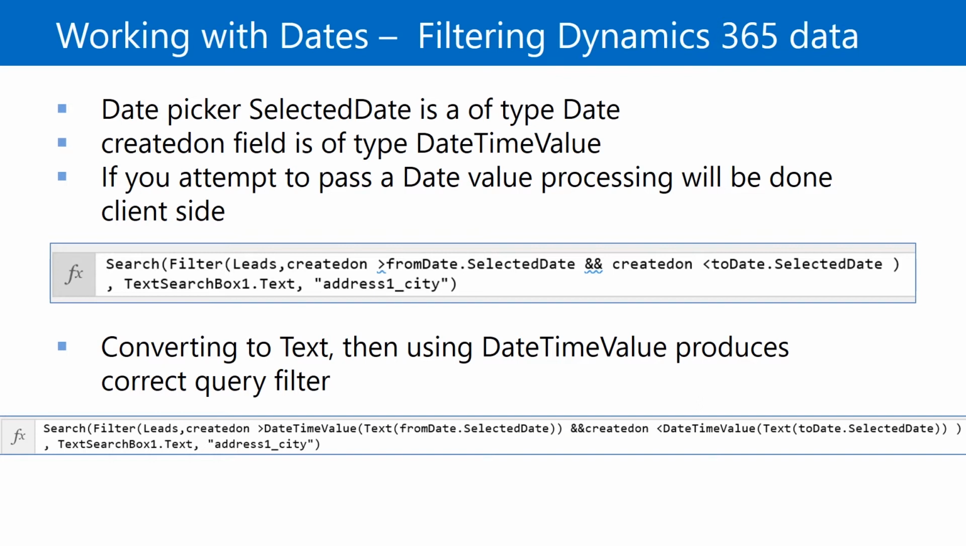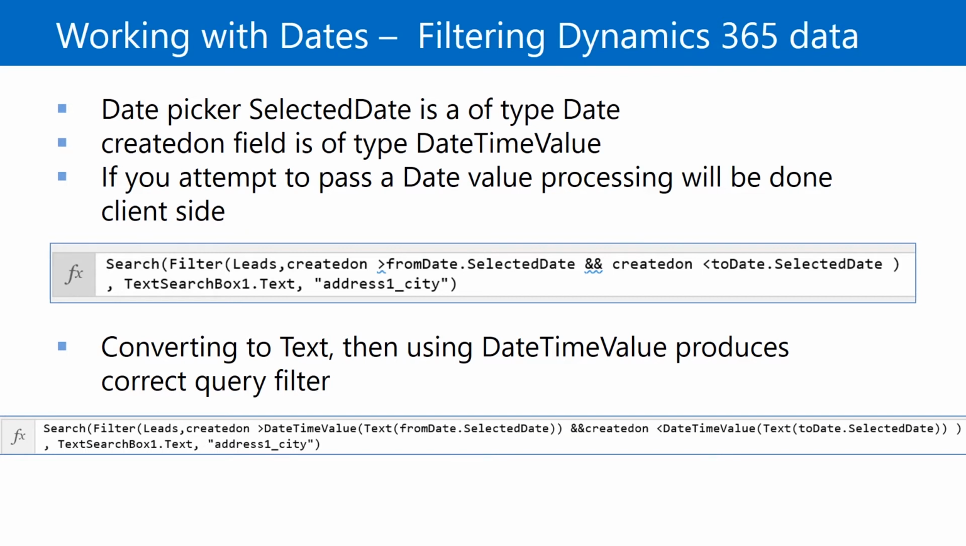Selected date is the property on the date control that has a value of type date that was selected by the user. Now, the thing is, because I'm filtering on created on, which is of type date time value, it's not able to properly send that for processing on the server. Remember how we talked in the last module about how delegation works: it's going to do the query on the server, not do the date processing until it gets to the client, and then try to resolve that.